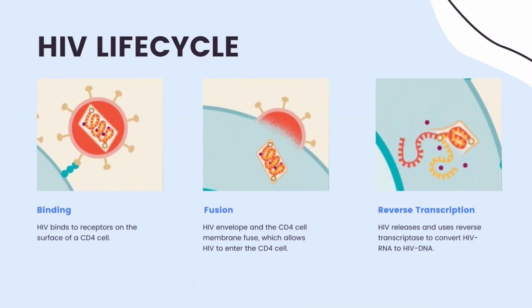First, binding. HIV attaches to receptors on the cell surface of CD4 cells during the initial phase of its life cycle. Second, fusion. The virus enters the cell by fusing with the membrane of the CD4 cell. Third, reverse transcription. Reverse transcriptase, an enzyme released by the virus, is used to translate its RNA into DNA. This procedure enables the genetic material of the virus to enter the CD4 cell's nucleus.